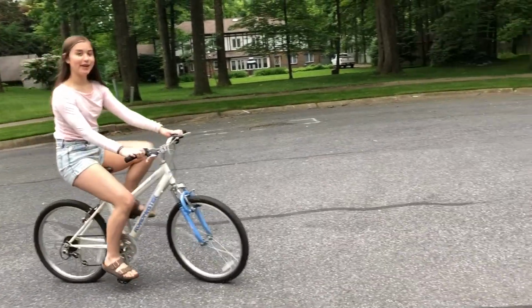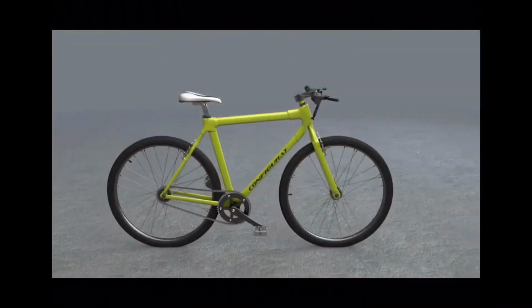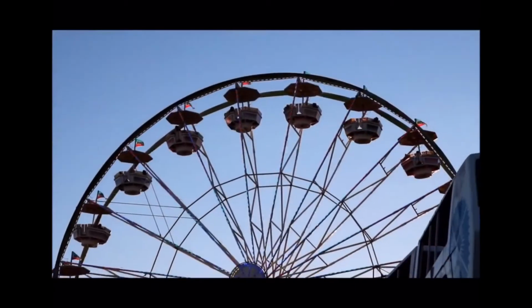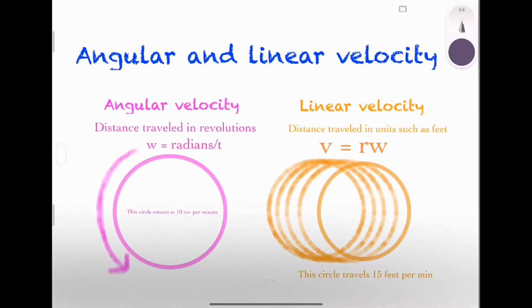Do you ever wonder the speed at which a bike goes? Or a Ferris wheel turns? To explore how fast a bike goes based on how fast a person pedals, or to know the distance around a Ferris wheel in relation to time, you must know about linear and angular velocity. Velocity is simply the speed of something in a given direction.